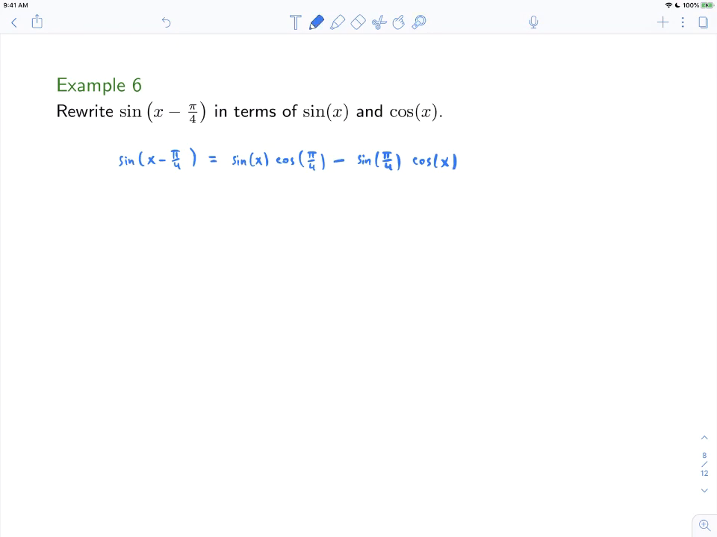Okay, well, we know how to compute sine and cosine of pi over 4. So cosine of pi over 4 is the square root of 2 over 2, and sine of pi over 4 is also the square root of 2 over 2. So we end up with sine x times the square root of 2 over 2 minus the square root of 2 over 2 times cosine of x. And that's really what it's asking us for. Let's put the square root of 2 over 2 in front of sine, like so.